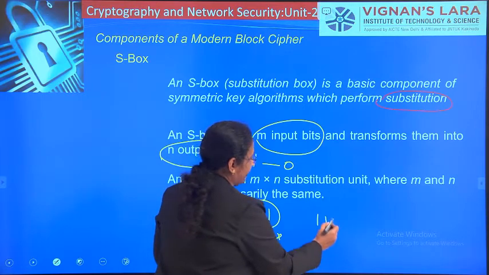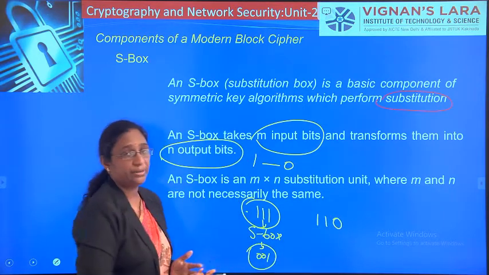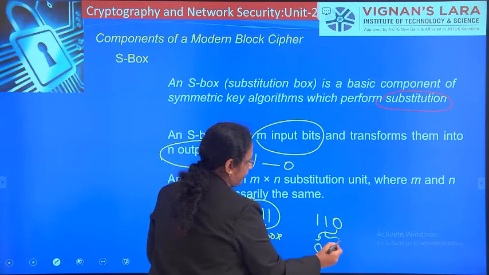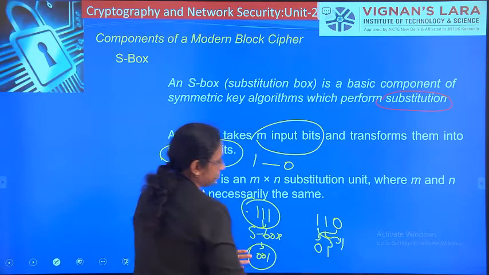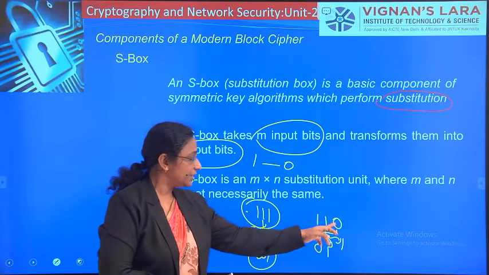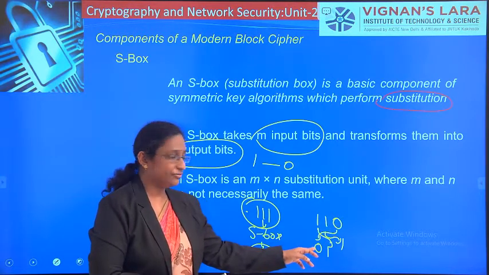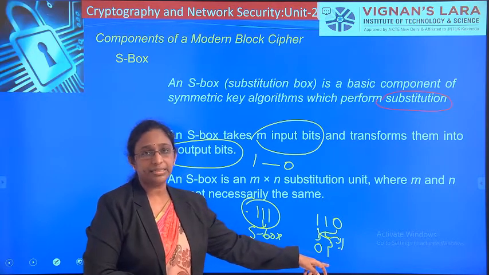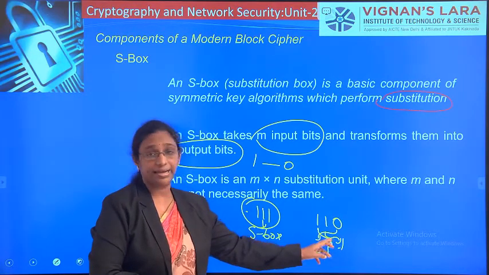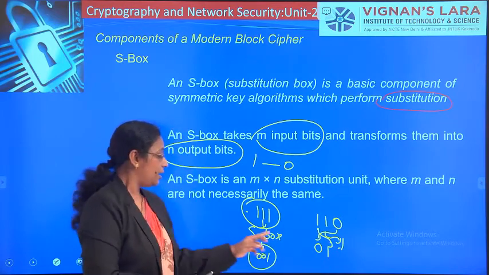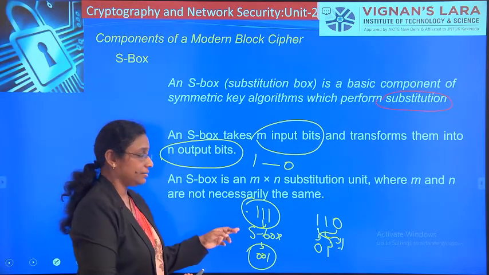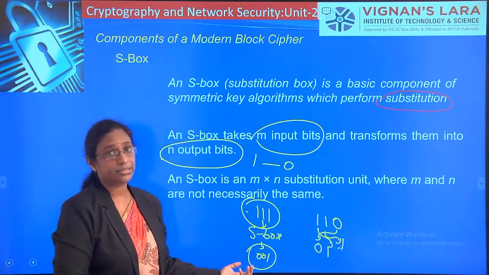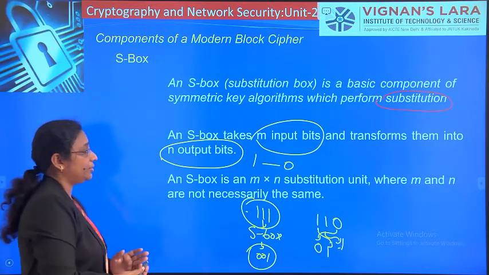So if it is like 110, if it is a P box, we will be rearranging like this. The third bit becomes the first bit, the second bit becomes the third bit, and the first bit becomes the second bit. In that way, we will be rearranging the bits. Whereas if you take the S box, it will be substituting the elements with other elements. So that is about the S box.